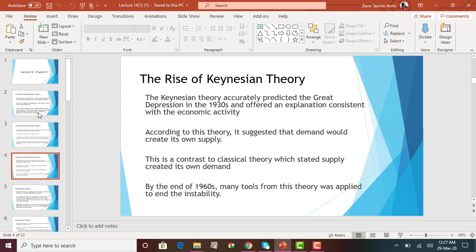The first difference was classical theory says no government at all. Keynesian says when the economy is going through recession, we need to have the government intervene into the market to bring it back to equilibrium. The second difference is classical people are saying supply creates its demand, whereas the Keynesians are saying demand creates its supply, so we should focus on the aggregate demand.